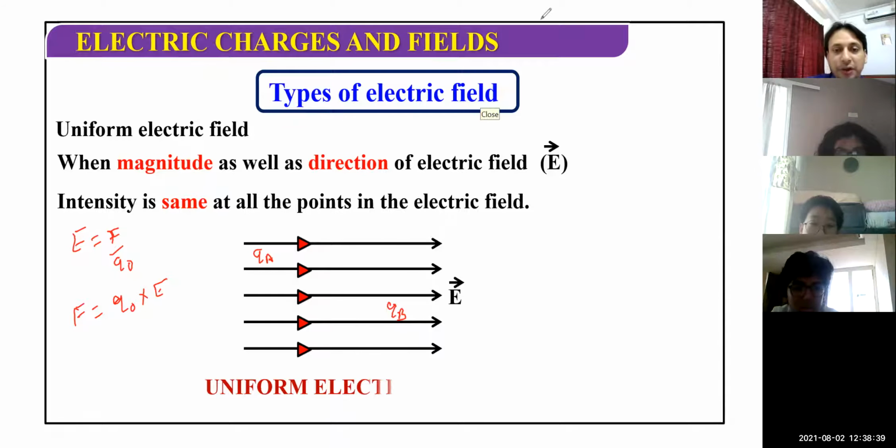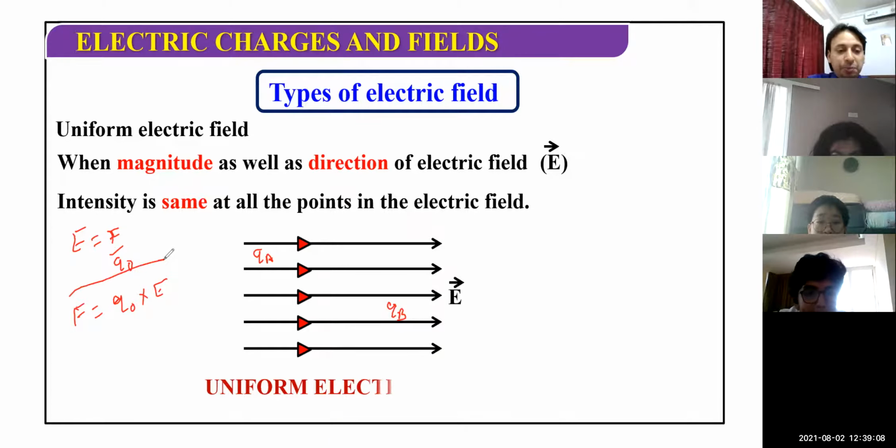Astha said your voice is lagging. Okay, Astha, let me repeat. The question is: two charged particles of the same magnitude, QA is equal to QB, are placed in the uniform electric field. The question is whether the force acting on these two charged particles, which are at different positions but in the same electric field, will be the same or different. Let me explain.